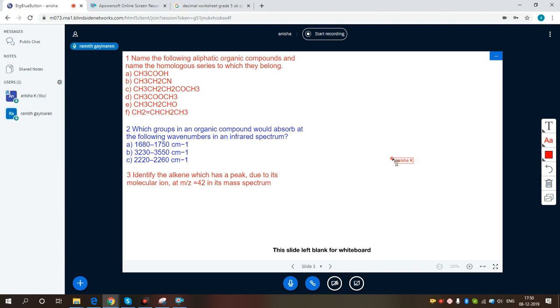But for the last question, question 3: identify the alkene which has a peak due to its molecular ion at m/z 42. Have you done these kinds of questions before? Not the last one, but I've done all the other ones. You have not done this, right? No, not yet. No issues, no need to answer. I thought you might know it, that's why I asked.